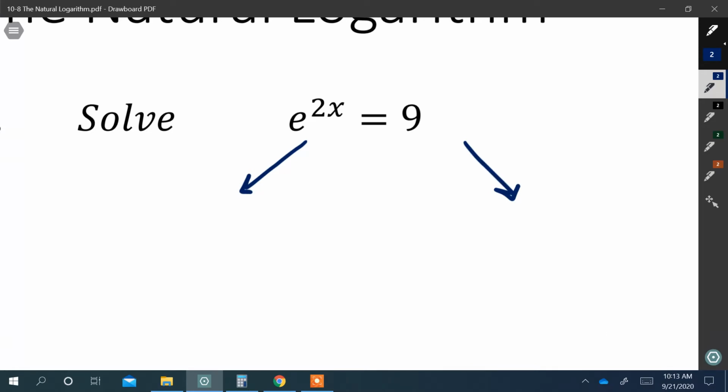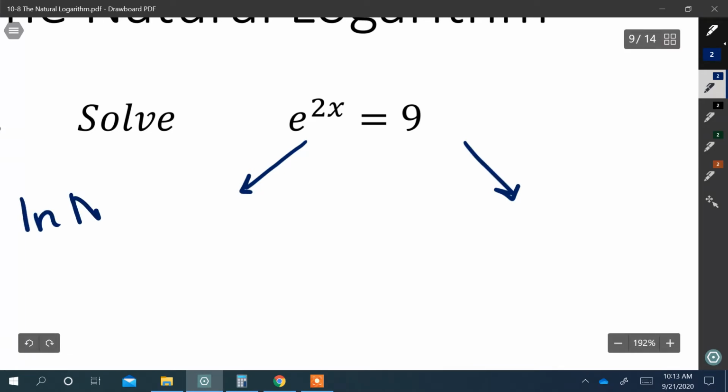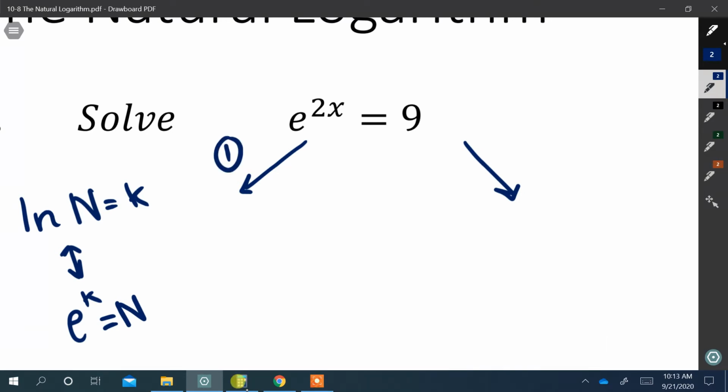Method 1 says, well, the natural log of n is equal to k, then I have e to the k is equal to n. Method number 1 is by using the definition. So I'll use the definition here, and I'll have to translate from that to that right there.